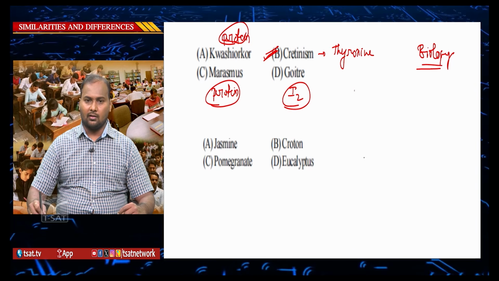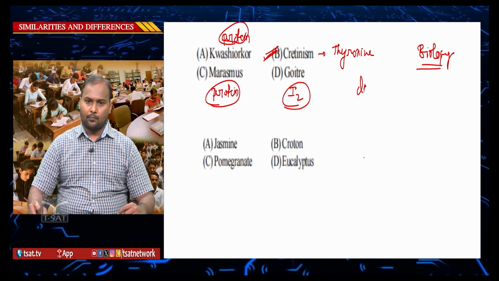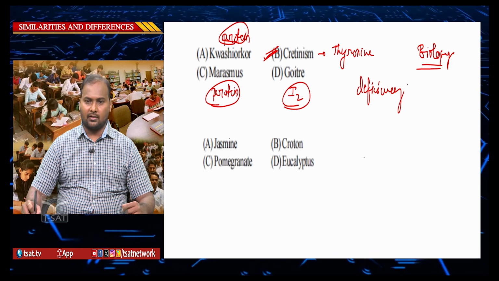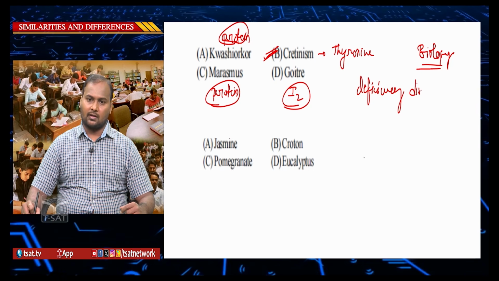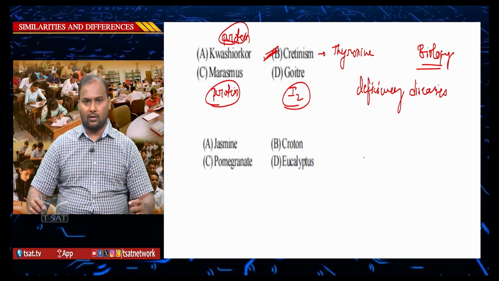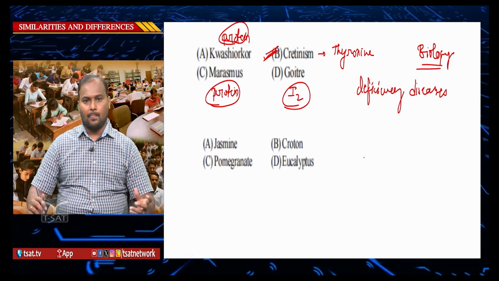అండ్ వాట్ ఇస్ ద కామన్ థింగ్? ద కామన్ థింగ్ ఈస్ ఆల్ ఆర్ డెఫిషియన్సీ డిజీజెస్. ద కామన్ సిమిలారిటీ ఈస్ డెఫిషియన్సీ డిజీజెస్ అంటారు వీటిని. అంటే మనం తీసుకునే దాంట్లో డెఫిషియంట్ ఉంటే మనకు ఆ జబ్బు వస్తుంది.